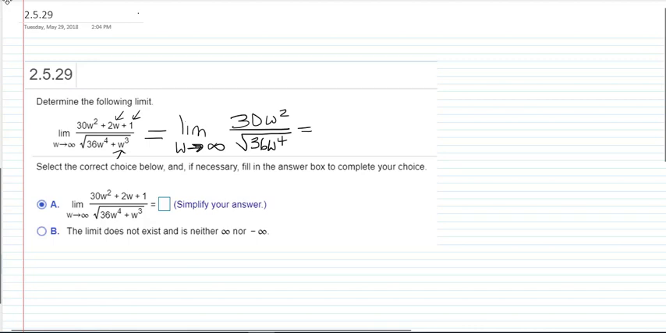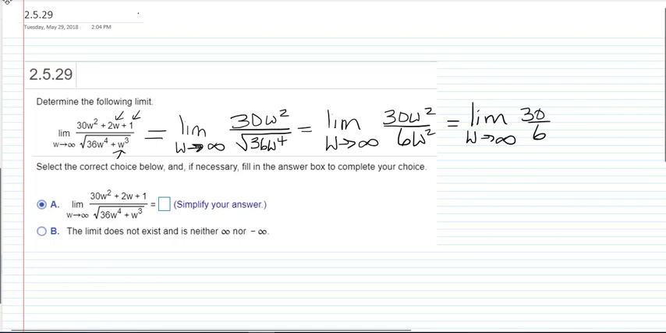Now we do need to simplify here. So we're going to say this is the limit as w goes to infinity of 30w squared over, now the square root of 36 is 6, square root of w to the fourth, being as w is a positive number, and anyway, if you raise it to the fourth, it's going to turn positive. We would have w squared, and then this can reduce, so we have the limit as w goes to infinity of 30 over 6, or just 5. The limit of a constant is the constant, and 30 over 6 is 5, so we're done.